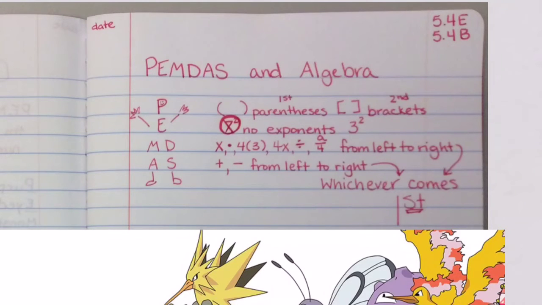Alright, just to review, here's our little PEMDAS guy. The P that we do first is for parentheses, and then second if there's any brackets. And sometimes you might see these little squiggly ones like that. Okay, and those would be third. But you don't see those very much. Okay, they're called braces.